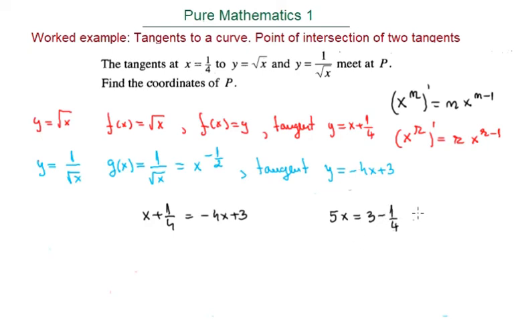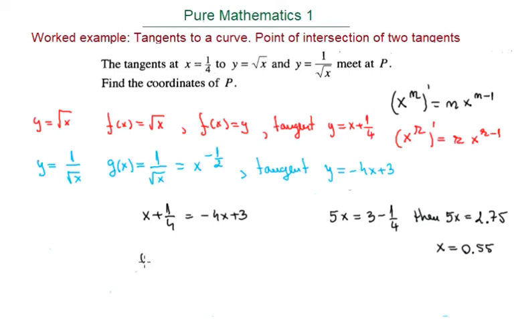So then 5x will be equal to, we can use our calculators for this, 2.75, and then we get that x is equal to 2.75 divided by 5, which is equal to 0.55. We have the x coordinate of the point of intersection, so in order to find the y, we can replace the value of x in either of these two equations. We'll always choose the simpler one.